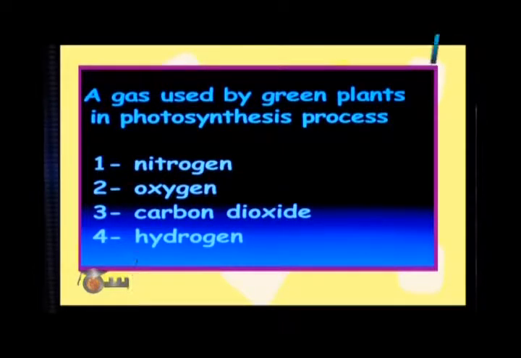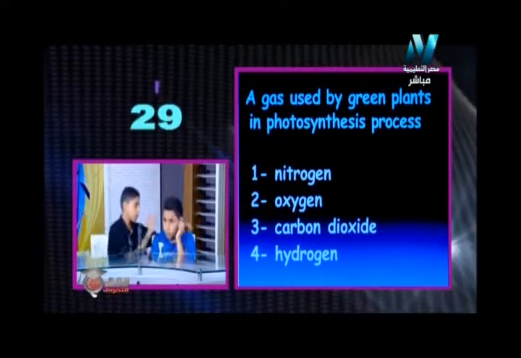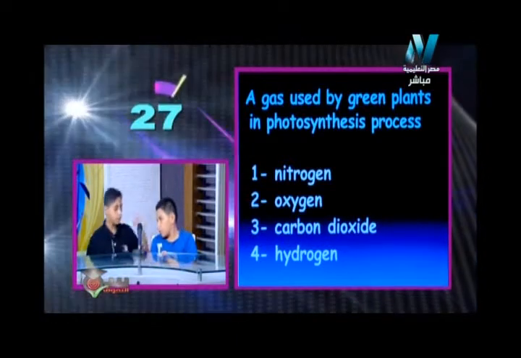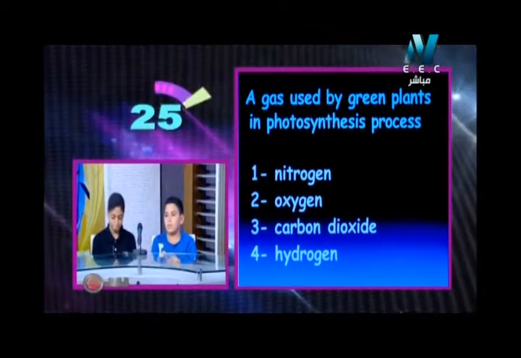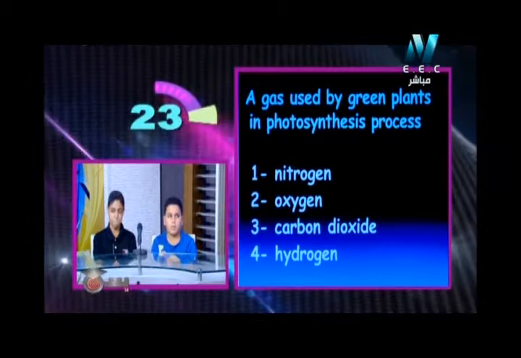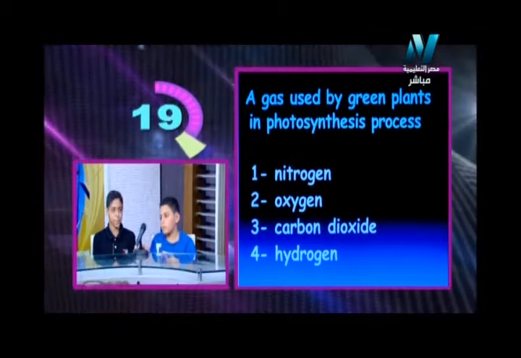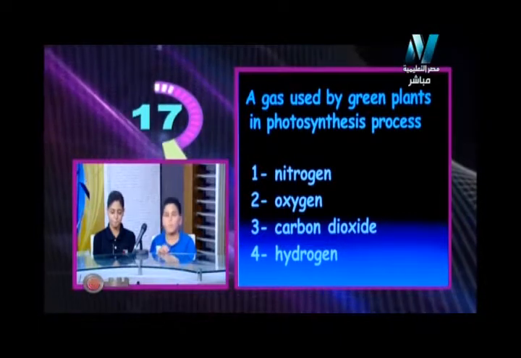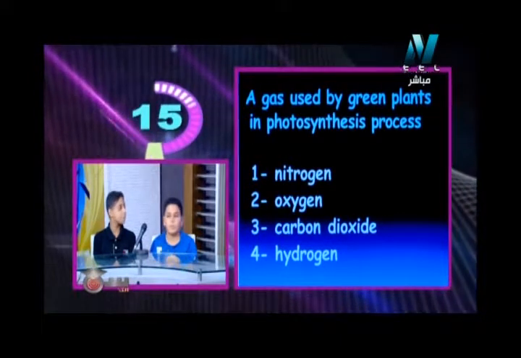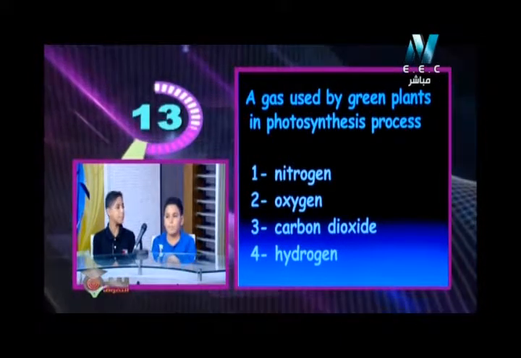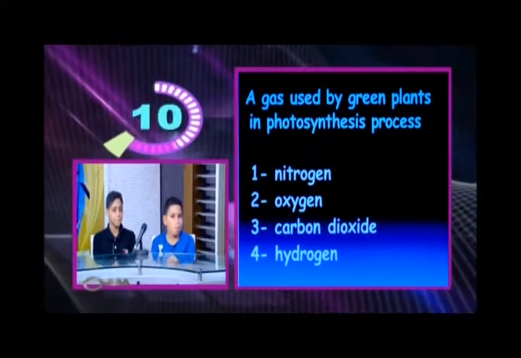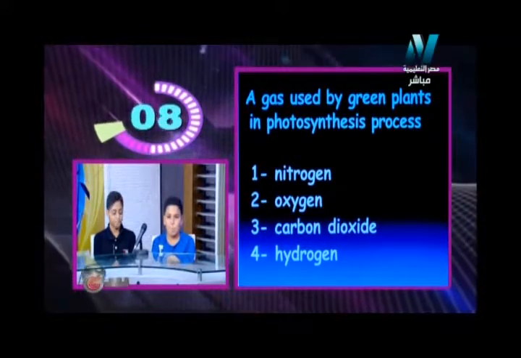Again, the question says, let's start the timer. سؤال بيقول لي غاز بيستخدم أثناء photosynthesis process. Nitrogen, oxygen, carbon dioxide, hydrogen. It is the only gas to respiration. ده غاز مش للتنفس. يعني هو عكس التنفس. Okay? A gas used by green plants in photosynthesis process. Nitrogen, oxygen, carbon dioxide, hydrogen.